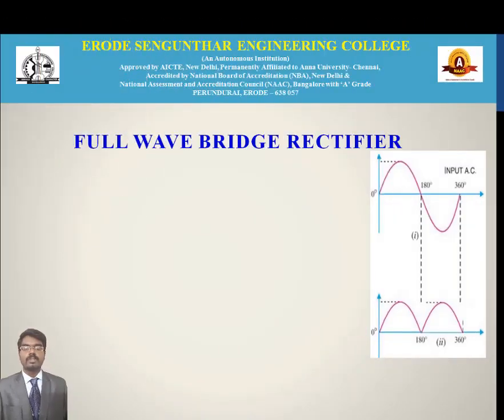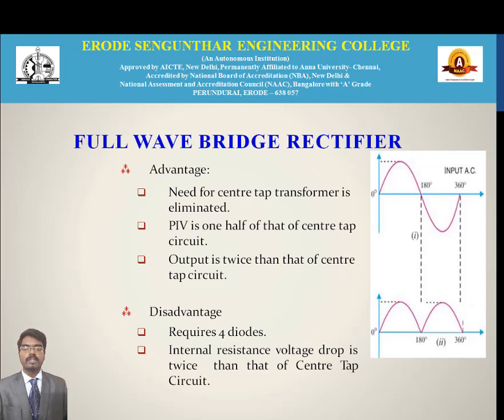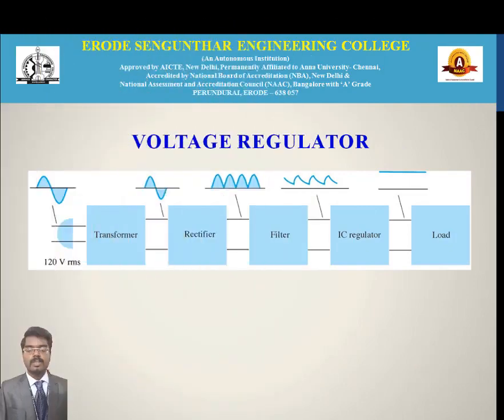Coming to the advantages of the full wave bridge configured rectifiers: the need of center tapped transformer is eliminated, the peak inverse voltage is one half of that of the center tapped circuit, and the output is twice that of the center tapped circuit. And coming to the disadvantages, it requires 4 diodes, and the internal resistance voltage drop is twice that of the center tapped circuit. Next is voltage regulator.